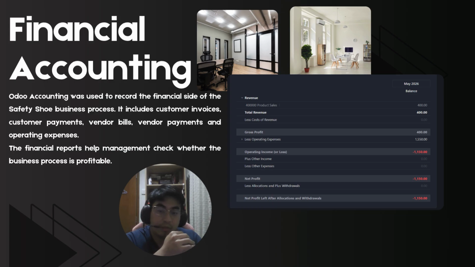Accounting was used to record the finance side of the safety shoe business process. This includes customer invoice, customer payment, vendor bill, vendor payment, and operations expenses. For my part, I created the customer invoice for the safety shoe sales transaction, then linked it and registered the customer payment. I also created the vendor bill for the raw materials purchased from the supplier, then recorded the vendor payment.